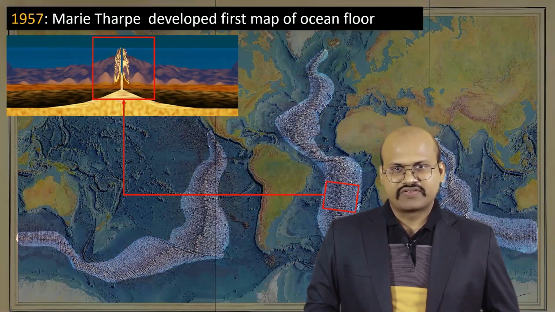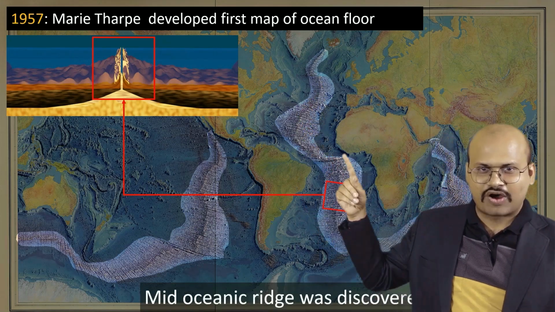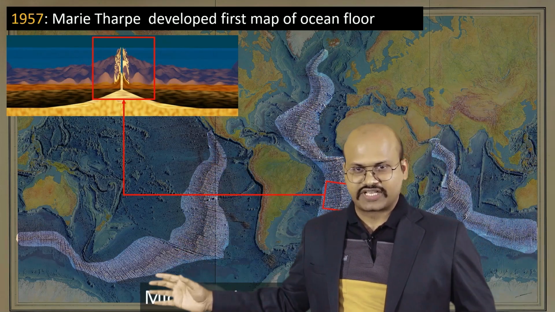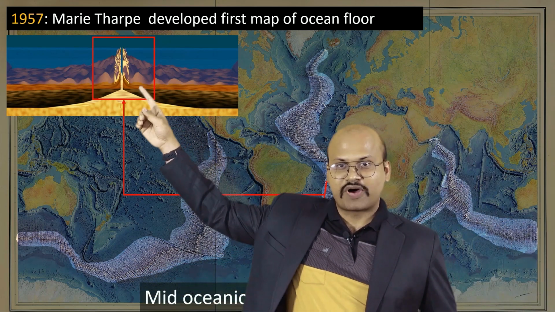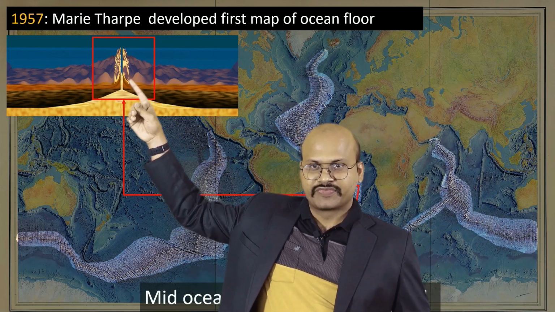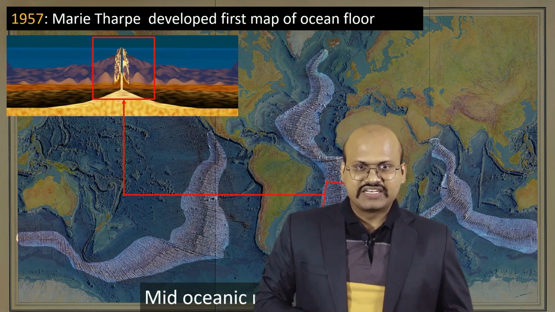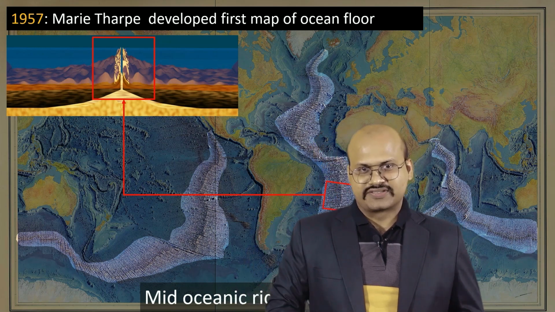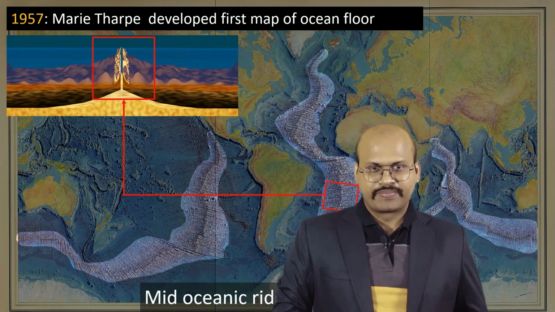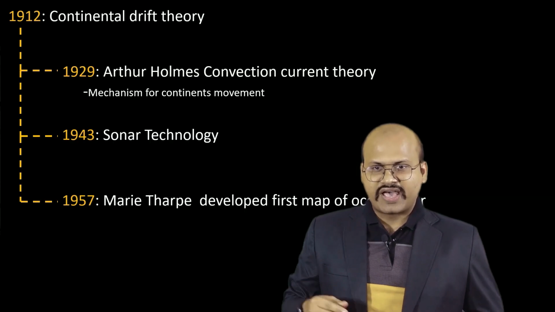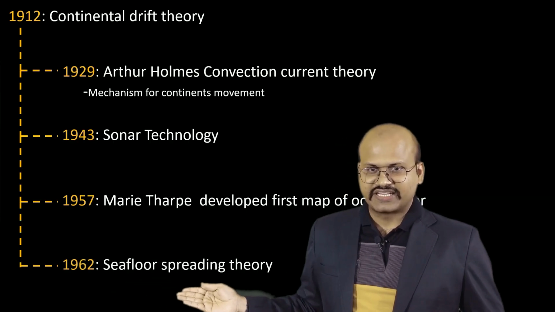When this mapping was done, we found that there exists a long chain of mountains across all of our oceans, as you can see here. And these long chains of mountains had a rift within them. So basically, there were two mountain chains with a rift between them. This proved wrong all the conceptions we had till now for the oceanic floor. Now there was a new structure of seafloor available, and scientists and geologists started to think about how this kind of seafloor structure was formed. And it was then that Hess gave the seafloor spreading theory in 1962.